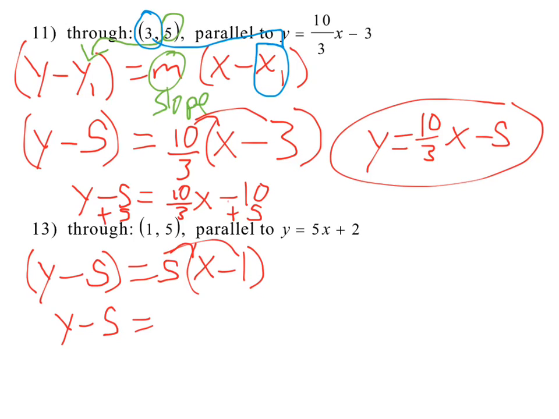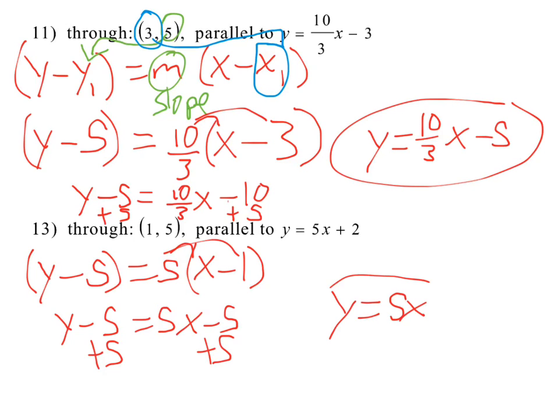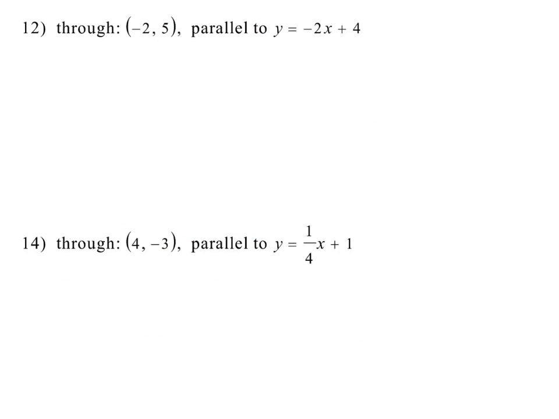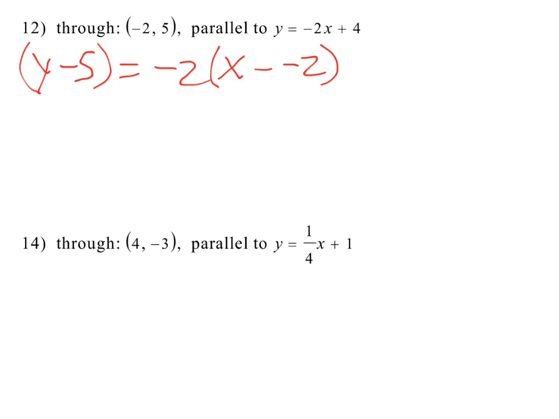Y minus 5 equals 5x minus 5. And now I'm going to add 5 to both sides. We'll get y equals 5x. Moving on to the next one. We need to do y minus 5 on the left side. On the right side, we're going to get parallel, so we're going to use the same slope, which is negative 2 right there. And that's going to go in front of x minus negative 2. Remember to keep the negative with it.